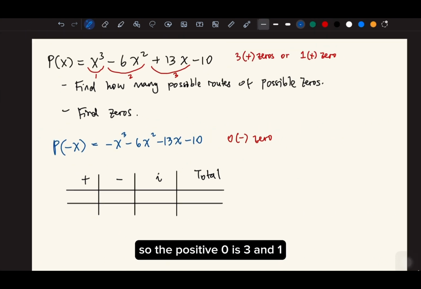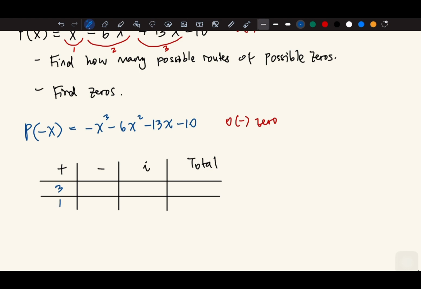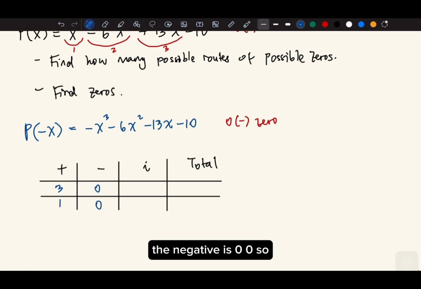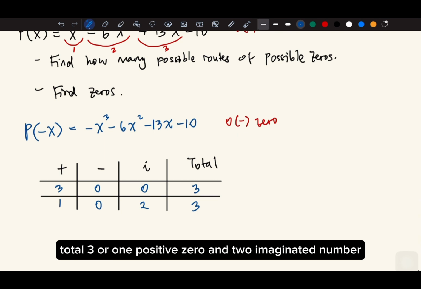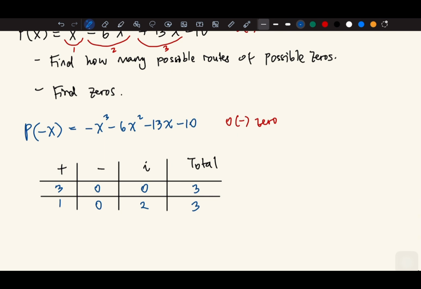So the positive zeros are 3 or 1. The negative is 0. So either it's going to be all positive zeros, total 3, or 1 positive zero and 2 imaginary numbers. Okay.